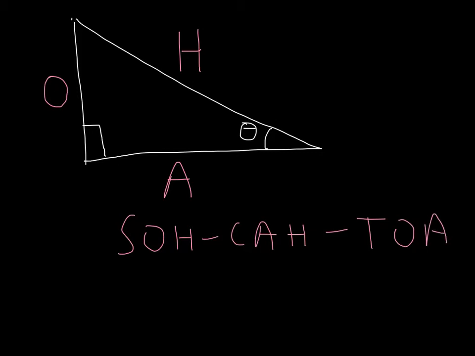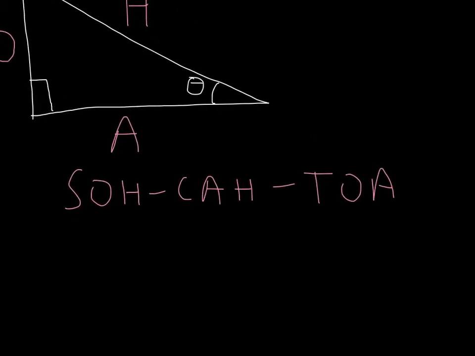Let me give you an example. If we're working with the opposite and hypotenuse, then we use sine. If we're working with the adjacent and the hypotenuse, then we have cosine. And if we're working with the opposite and adjacent sides, we are using tan. Now, let's use these rules in an example.